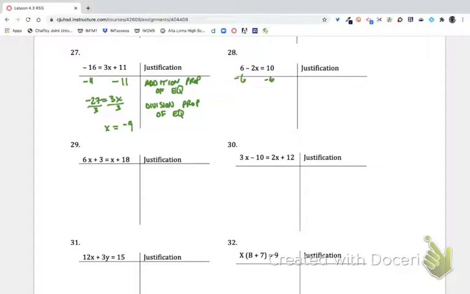So we'll work backwards. Instead of a positive 6, we'll take a negative 6 to both sides. 10 minus 6 is 4. Divide both sides by negative 2. We would have x equals negative 2. And number 29.